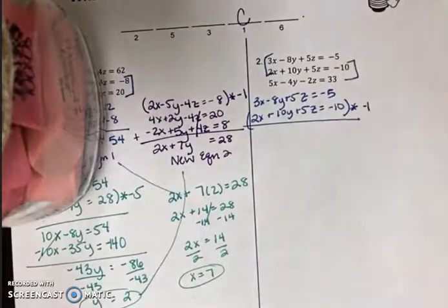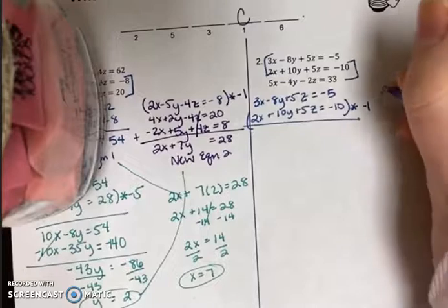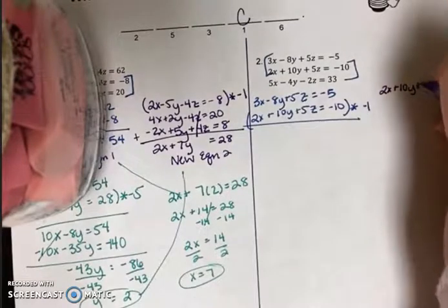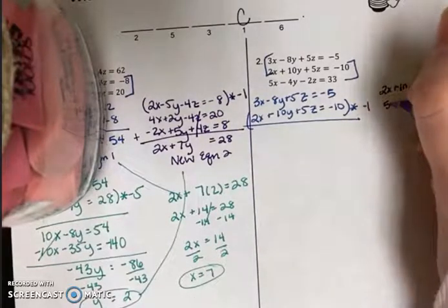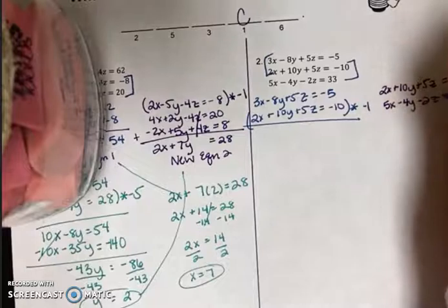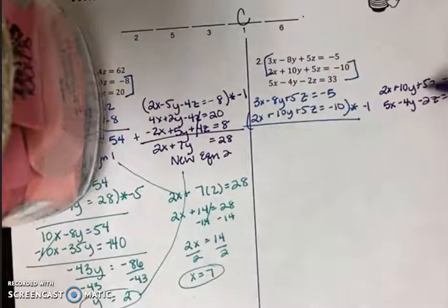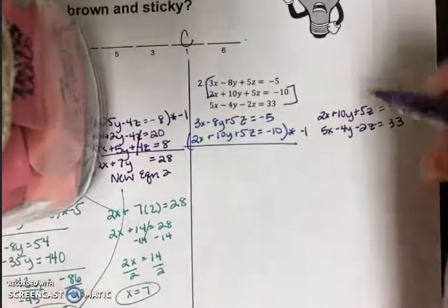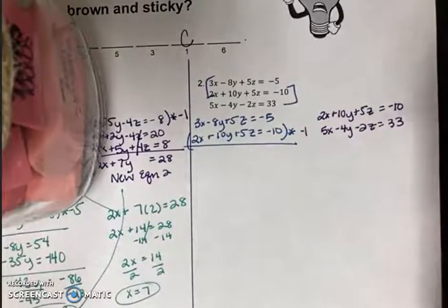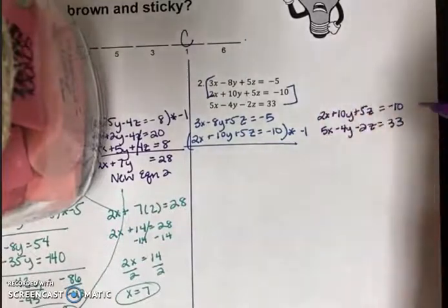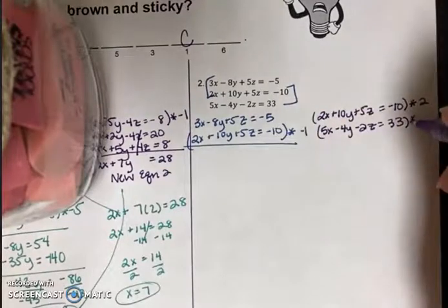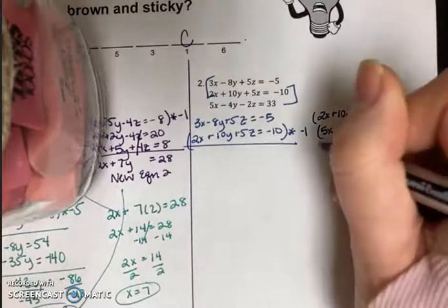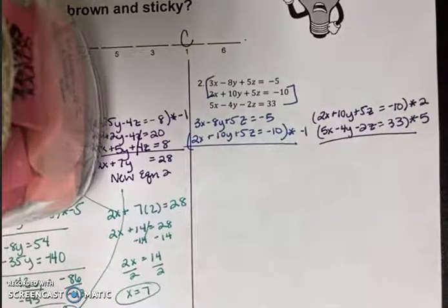And then in the second system, we have the 2x plus 10y plus 5z equals negative 10, and 5x minus 4y minus 2z equals 33. They already have different signs, but we have a 5 and a 2. So the next common multiple for a 5 and a 2 would be 10, meaning I'd have to multiply this first equation by 2, and I'd have to multiply the second equation by 5 in order to cancel out the z's. So let's see what that looks like.